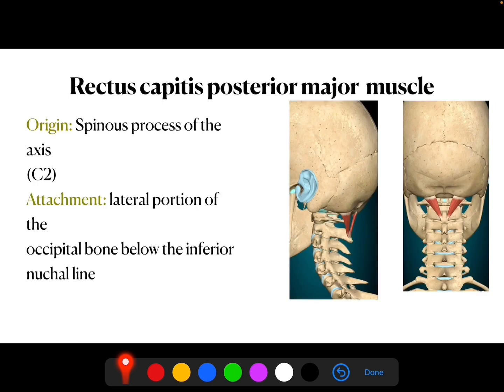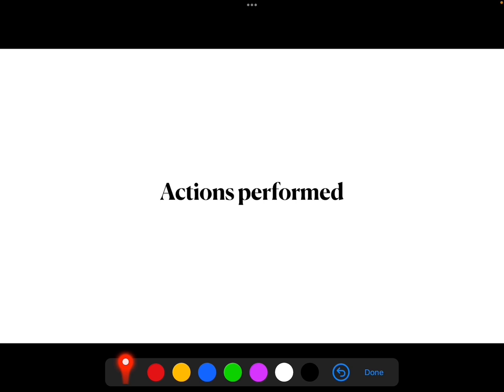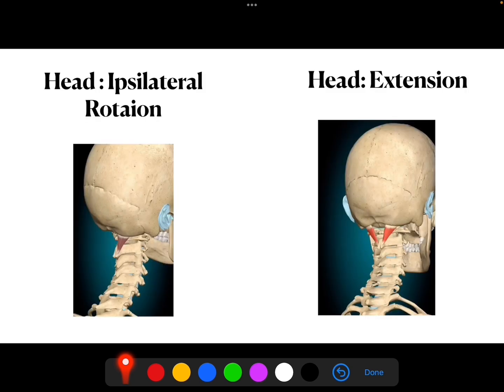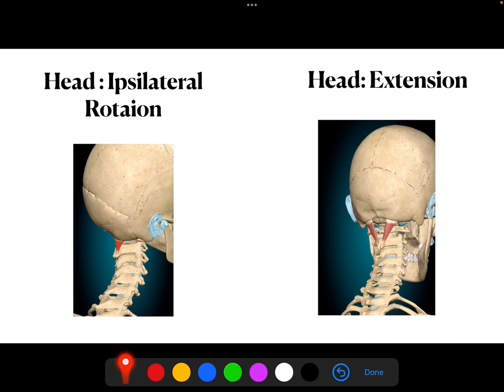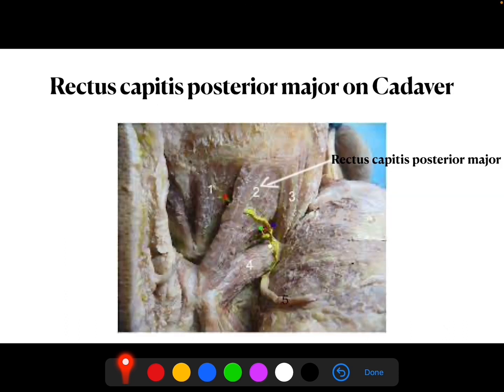Rectus capitis posterior major muscle. It originates at the spinous process of the axis, which is the second cervical vertebra. It attaches at the lateral portion of the occipital bone below the inferior nuchal line. Actions performed by this muscle are: ipsilateral rotation of the head, extension of the head. This is what it looks like on the cadaver.